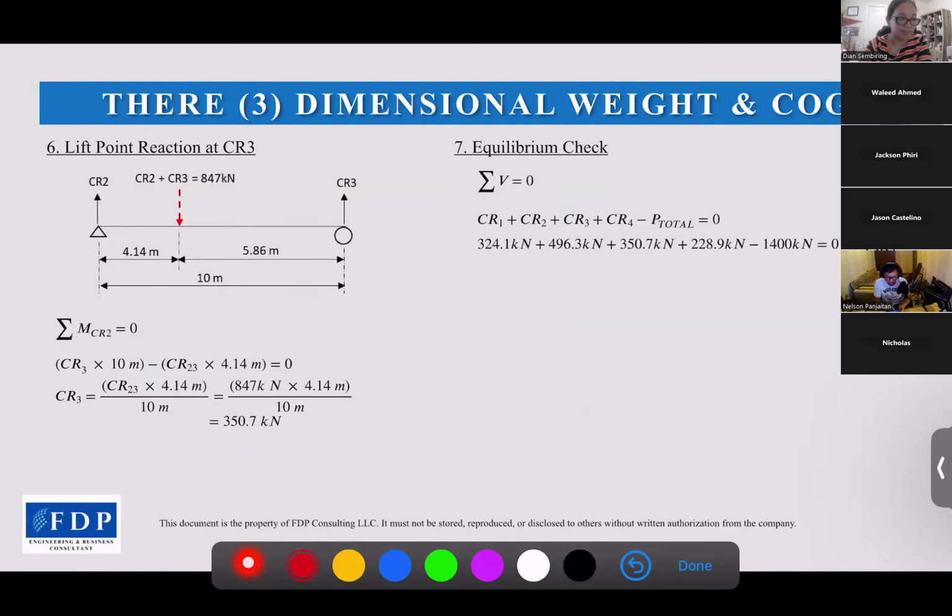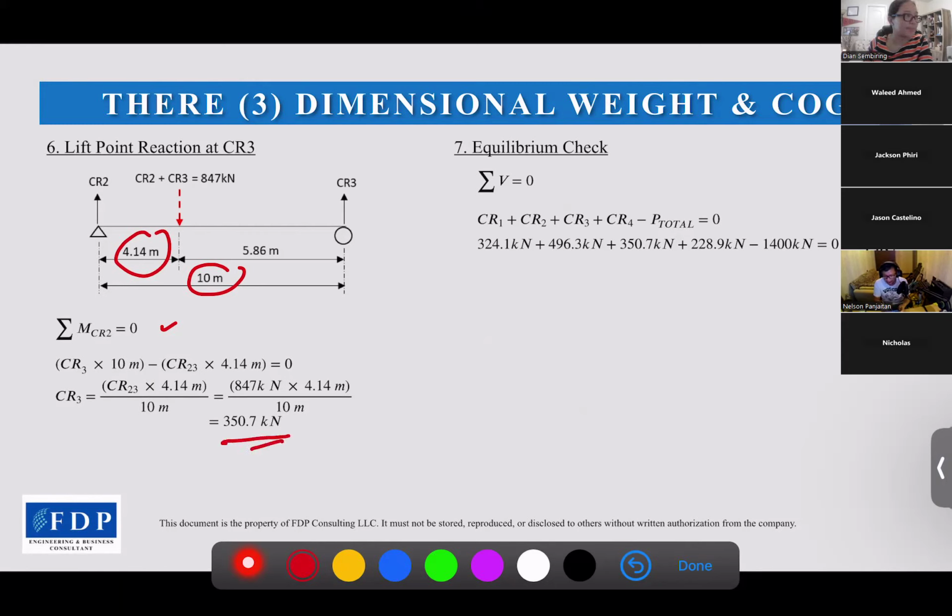And then for crane 3, same process, we use the total moment at crane 2 equals 0. What is the moment acting at crane 2? It's crane 3 times 10 meters minus crane 3 times 4.14 meters. So we got crane 3 equals 350.7 kilonewton.